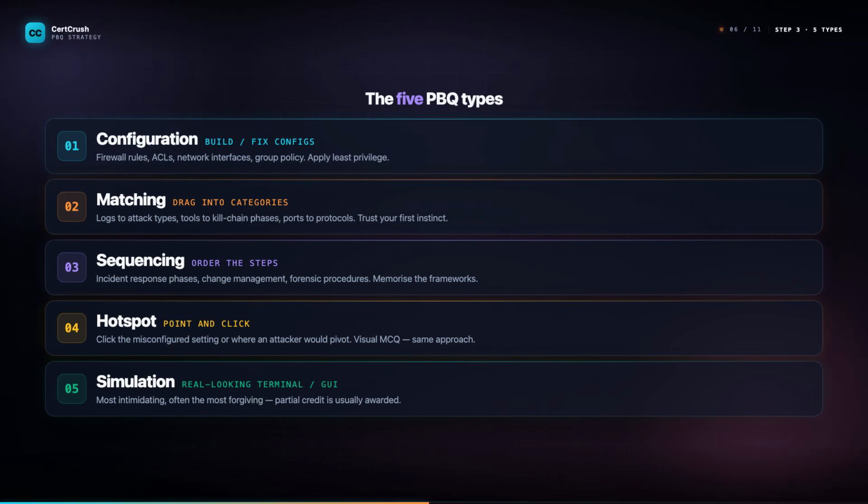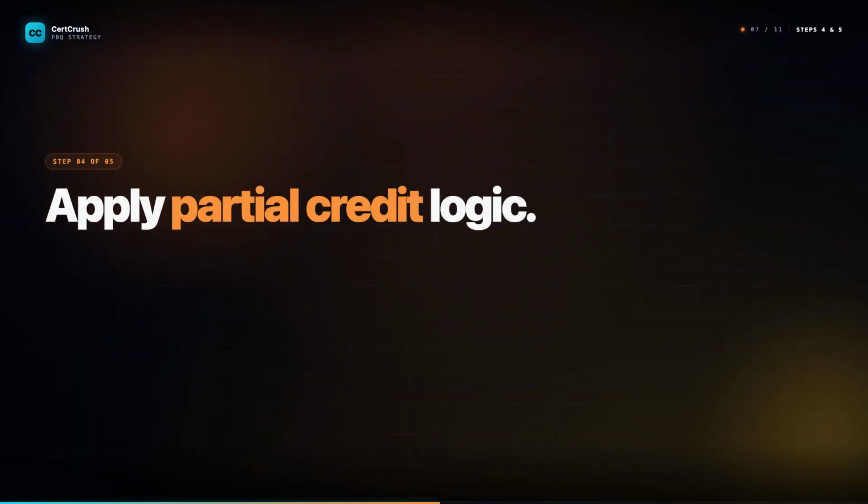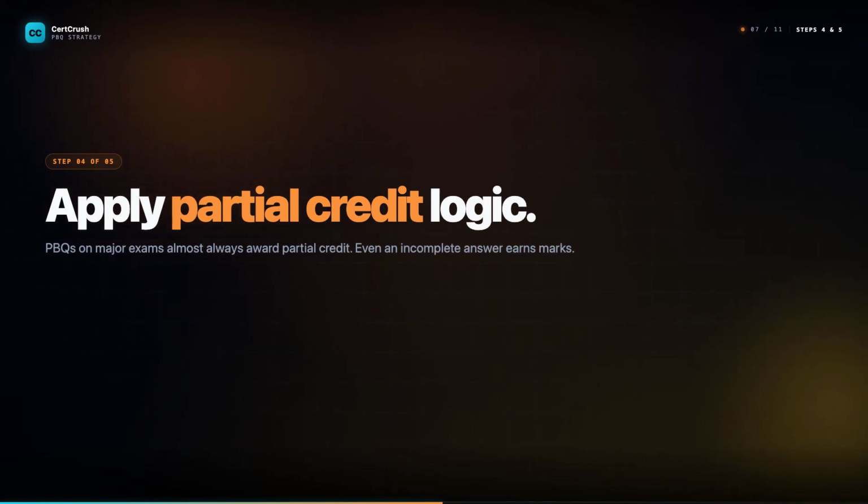These are the most intimidating, but often the most forgiving, because partial credit is usually awarded. So far so good. Let's keep moving. Step 4. Apply partial credit logic. This is the secret most candidates never learn.